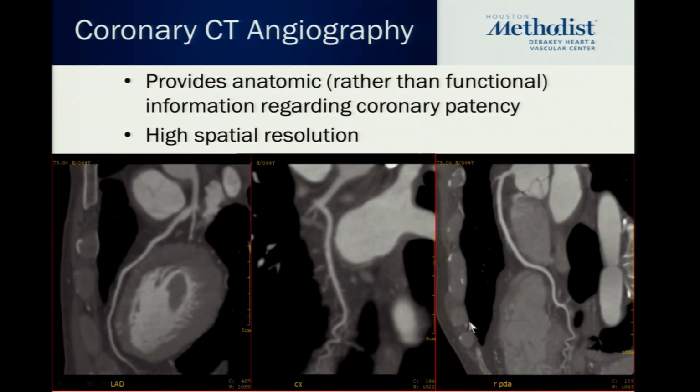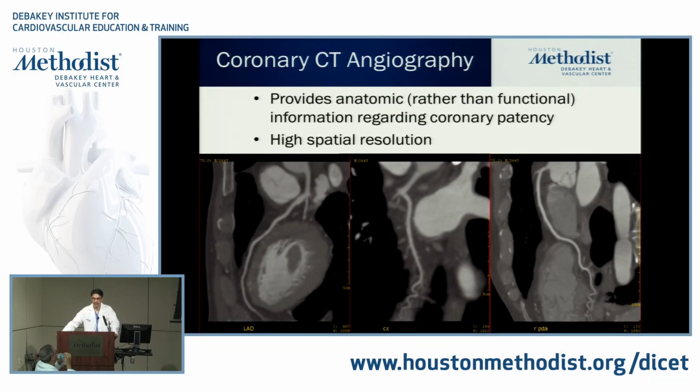So let's move on to CT. CT, we know, is a fantastic anatomical test. It has a very high spatial resolution. We can generate beautiful, pristine images of your coronaries. And it's extremely helpful when your coronaries are normal, when there's not significant calcium there. We can really get a good feel of what is going on. But remember, it is anatomy, and you really don't have much functional information.